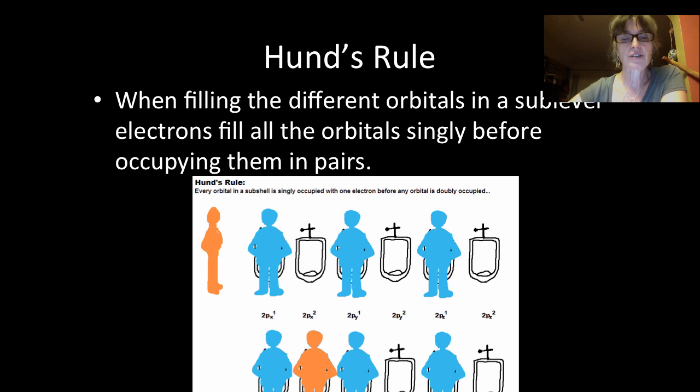Hund's rule tells us that when we are filling different orbitals in a sublevel, for example, in S there's only one orbital, but in P there are three orbitals. So when we're filling those three orbitals, first we fill them singly, then the orbitals can be occupied in pairs.